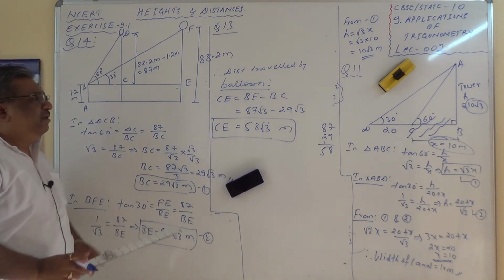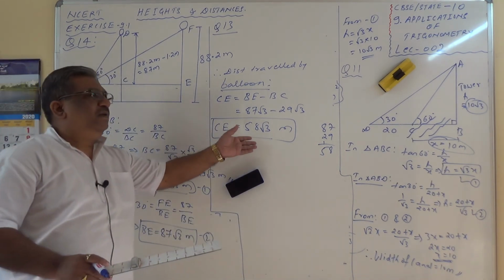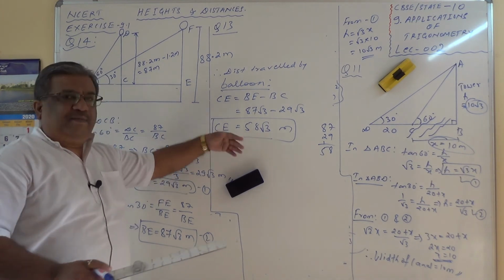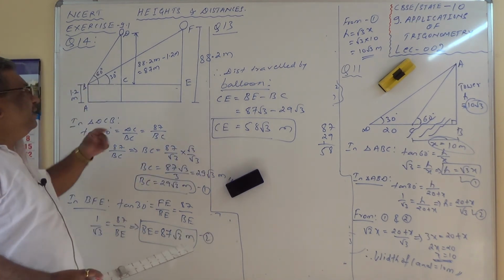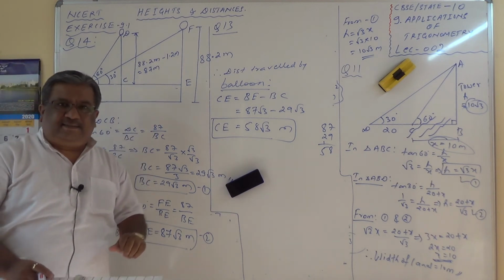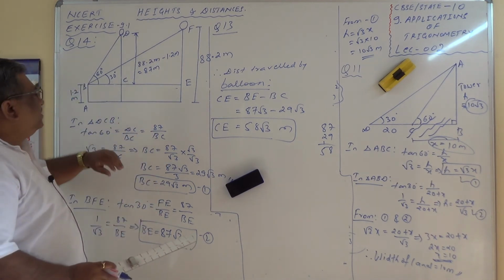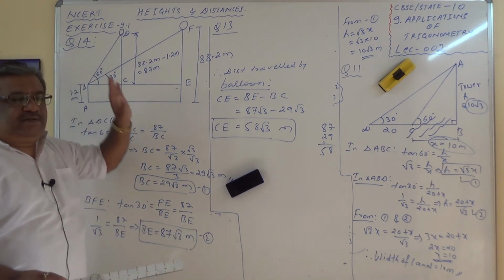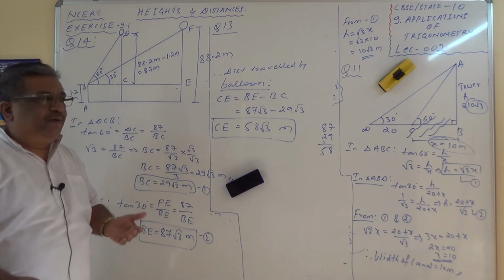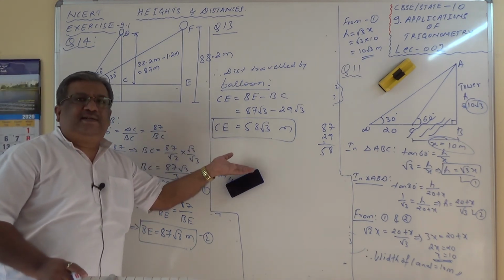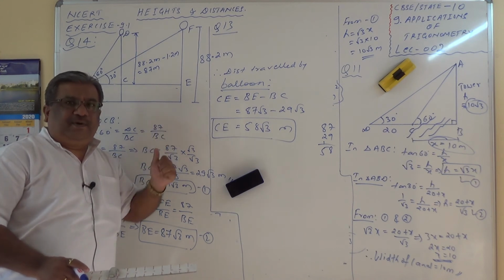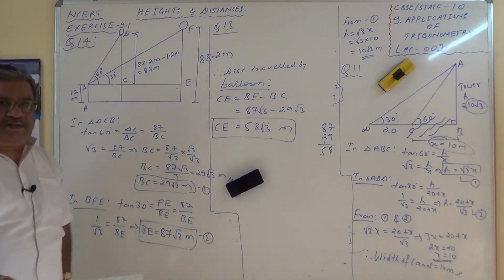Correct it is. Now, 1.732, if you want to find out further, you multiply that and get it. Suppose it takes 30 seconds. In 30 seconds, the angle of elevation changes from 60 degrees to 30 degrees. What is the speed of the balloon? This distance divided by 30 seconds gives you the speed of the balloon. I hope you understand. So make a note of this.